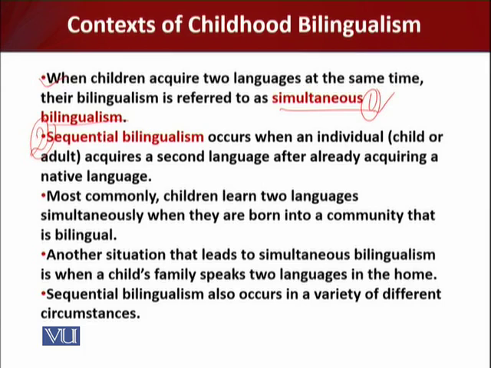Now, most commonly, children learn two languages simultaneously when they are born into a community that is bilingual. For example, a study conducted by D. Howard in 1995 described the bilingual environment for a child who lives in Flanders region of Belgium, where Dutch is the official language, but French is spoken in many places.